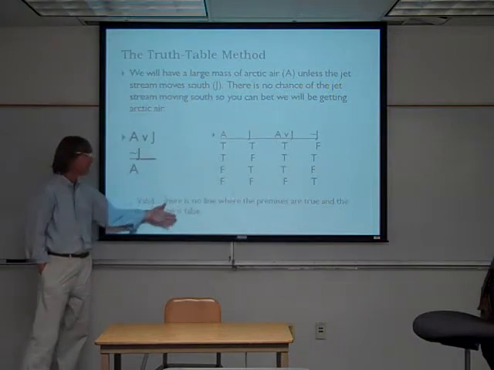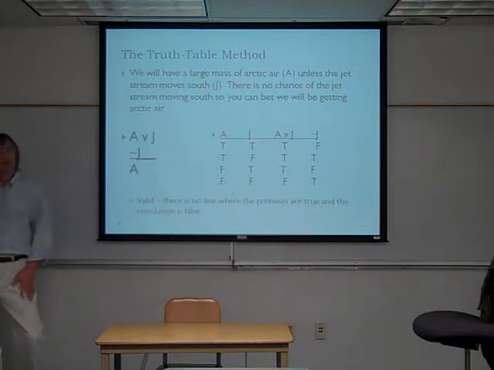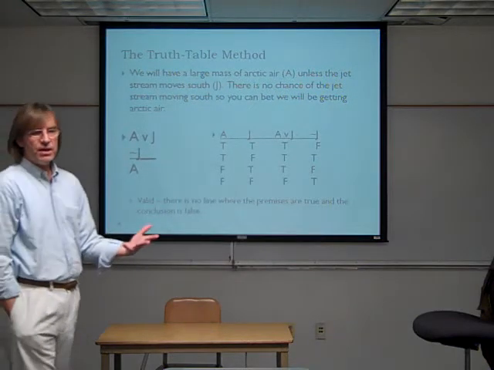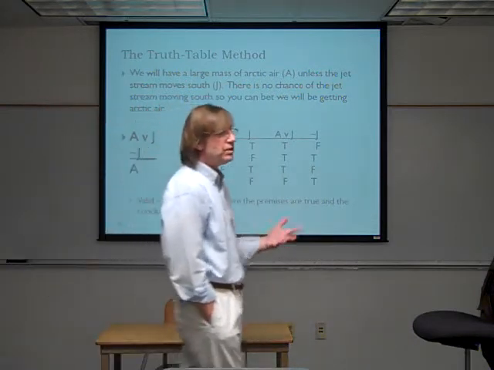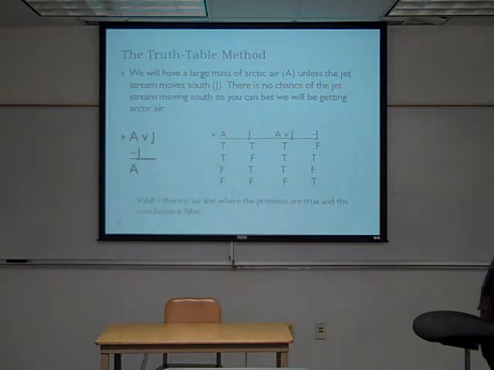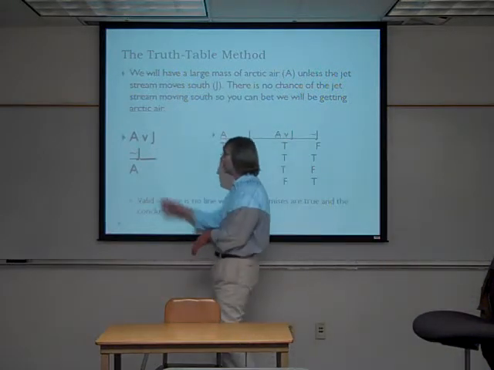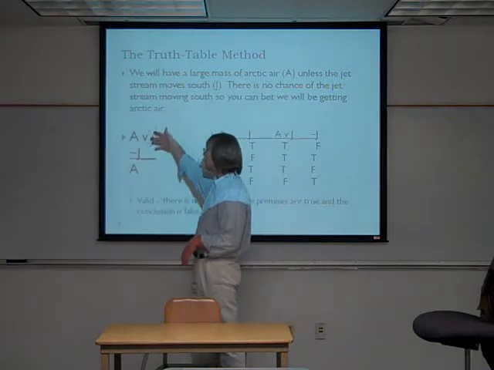There is no line where the premises are true and the conclusion is false. You see how that's the goal line. We're testing the validity of the argument. The argument is only going to be invalid if there is an occasion where all of the premises of the argument are true and the conclusion is false. So in these truth tables, we're going to construct them, and then we're going to look to see if there's any occasion on which the conclusion is false where the premises are true.